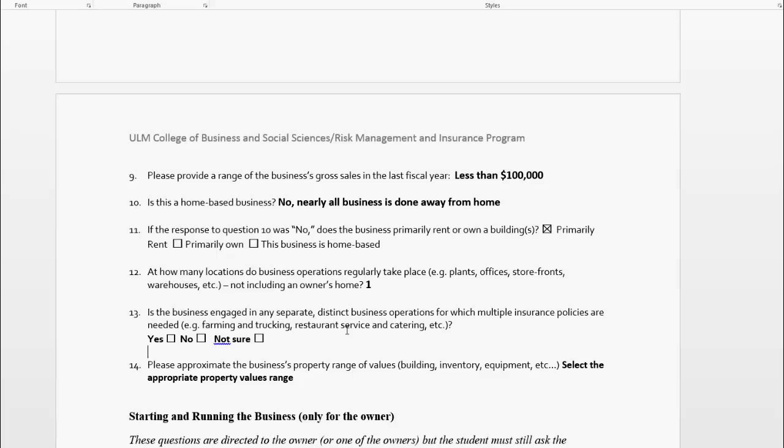The next thing related to this is, is the business engaged in any separate or distinct business operations for which multiple insurance policies are needed? We need to know this because what we have found is that business owners sometimes will purchase a small business owner's policy, or a BOP, and then they'll also purchase a general liability policy, a GL. And we're trying to understand why they would need to do that. The reason that would actually make sense is that they are engaged in, say, a specific project where they needed to go out and purchase a general liability policy or maybe a commercial liability policy. And so for mine, I'm just going to say no.